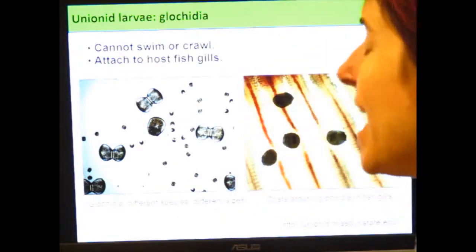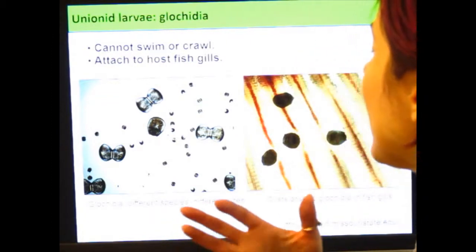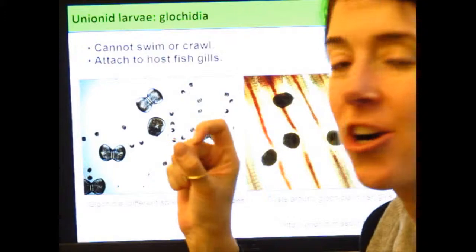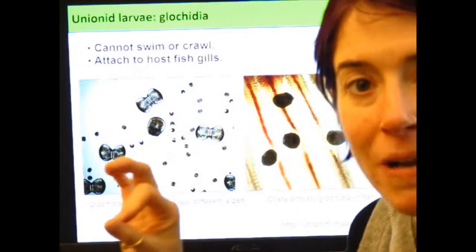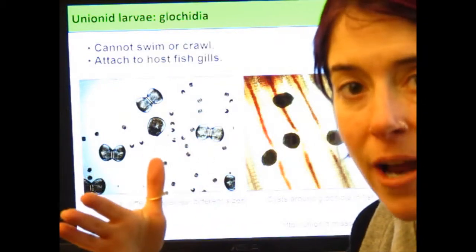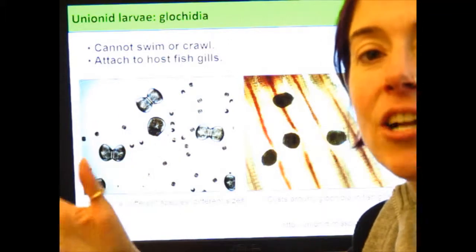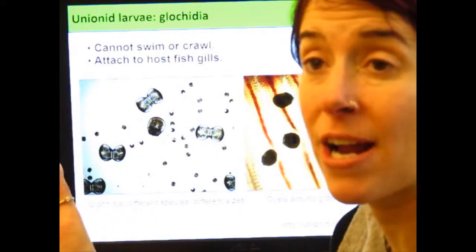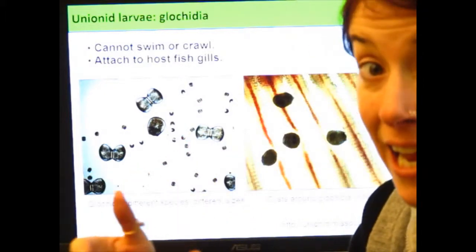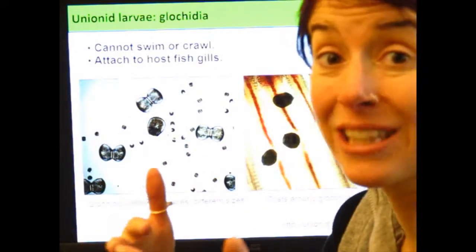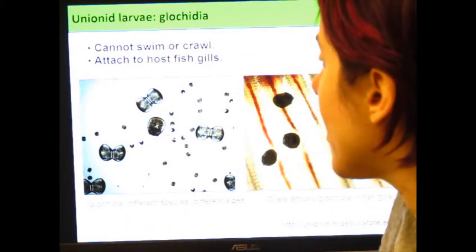So, glochidia larvae. I'm picking the really cool one compared to the veligers, but basically glochidia are larvae that are specially adapted to travel around in a host species like the fish. So they need ways of getting around, ways of getting to the host, ways of staying in the host, and very importantly, ways of releasing from the host when it's time. And that's basically what a glochidia larva is.